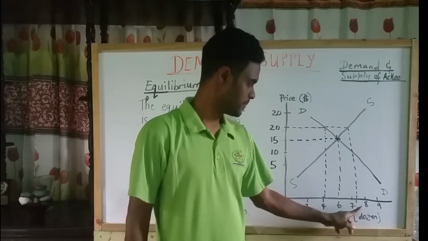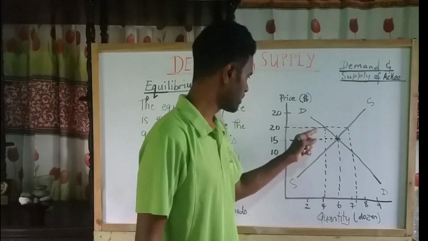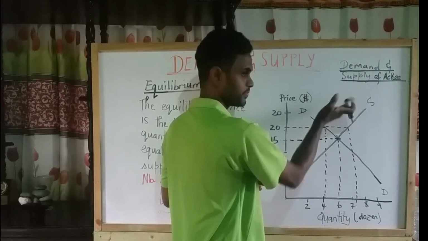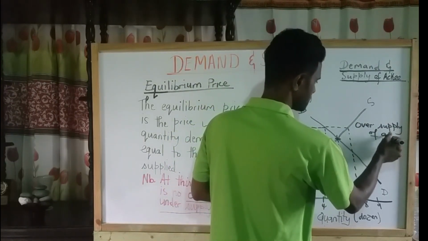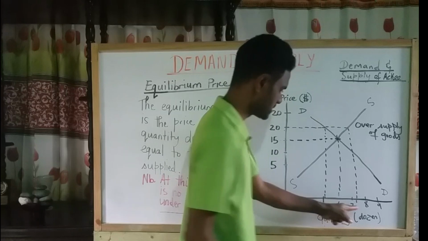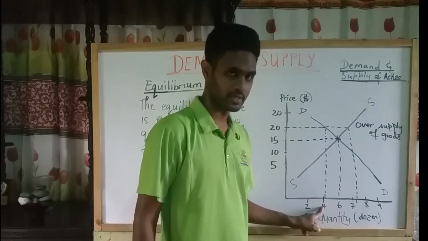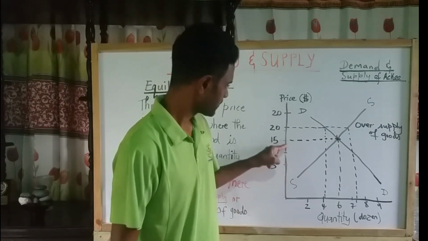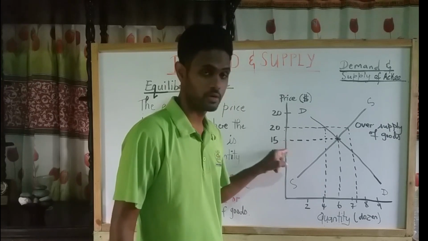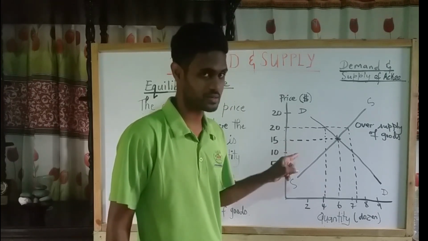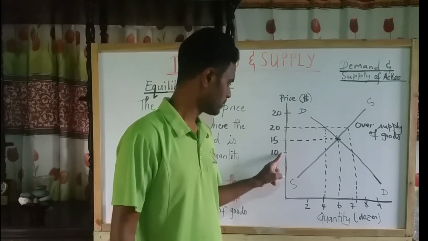So what this is showing you is that the supplied amount is greater than the demanded amount. So at this price, and anything above, will show you an oversupply of goods. As you can see, the amount supplied is greater than the amount demanded. So I'm going to show you what happens when the price goes below the equilibrium price. You get an undersupply.